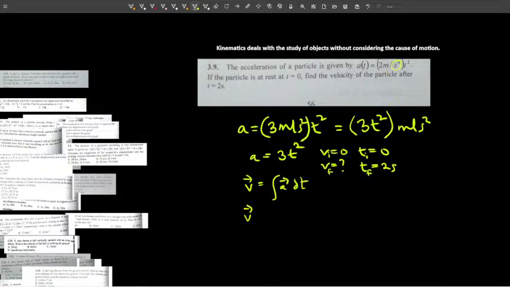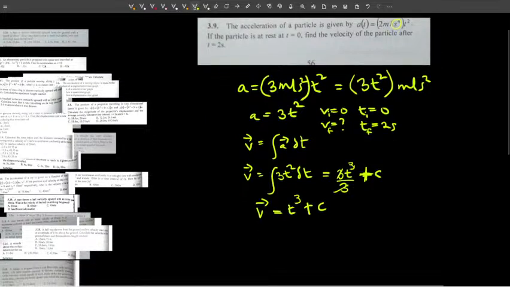So v will be equal to the integral of 3t square dt. When you integrate, you simply add 1 to the power. That will be 3t raised to power 3, divided by the new power, which is 3. Don't forget to add the constant plus c. The 3 will cancel out. So my velocity is t raised to power 3 plus c.